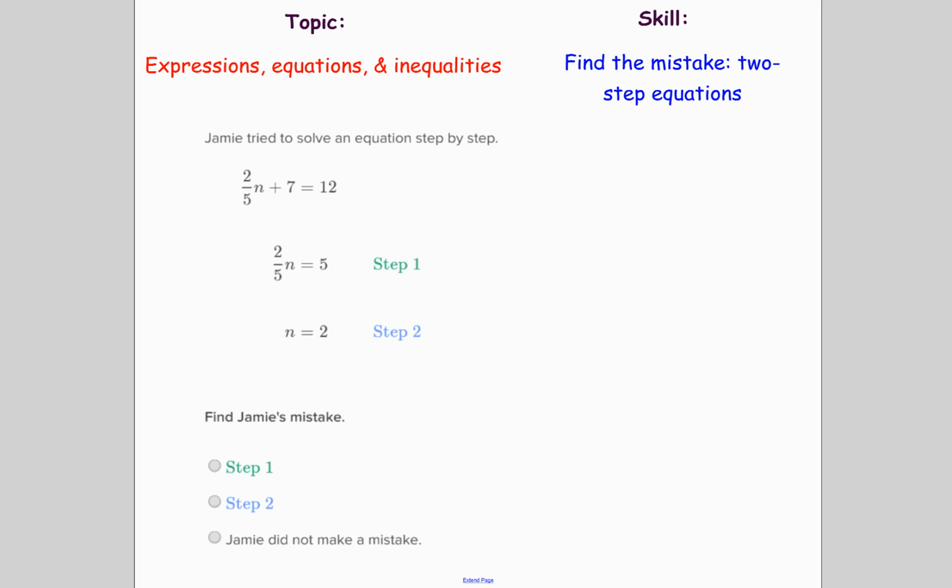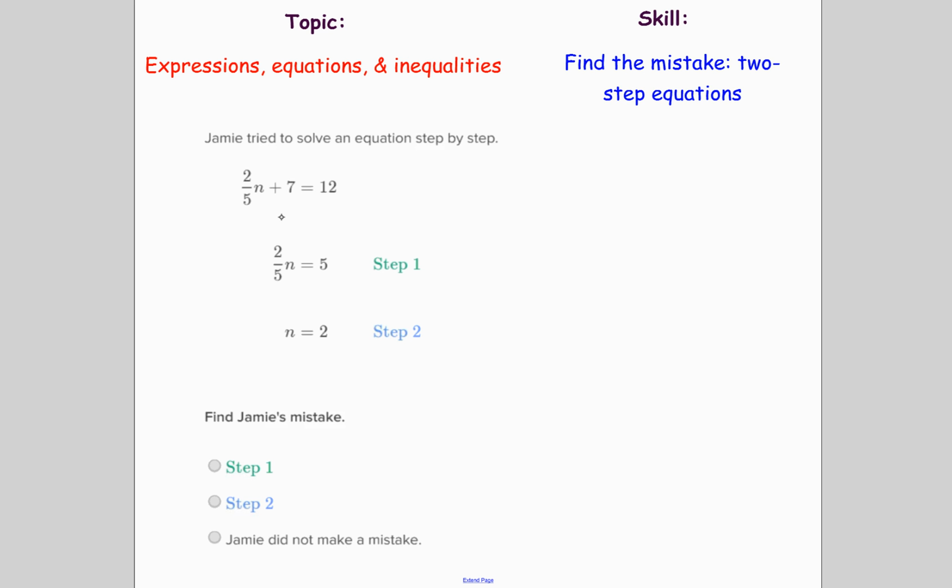Oh, nope, there's one more. Silly me. Is there one more or two more? Yep, just one more. All right, so here we have Jamie tried to solve an equation step by step, and there's the solve. So 2/5 n plus 7 equals 12.